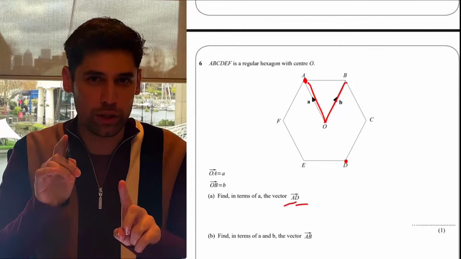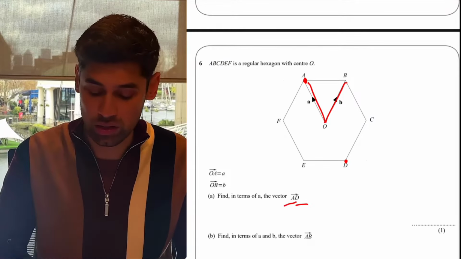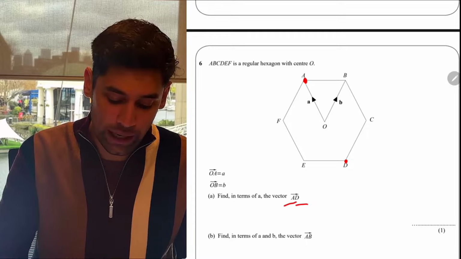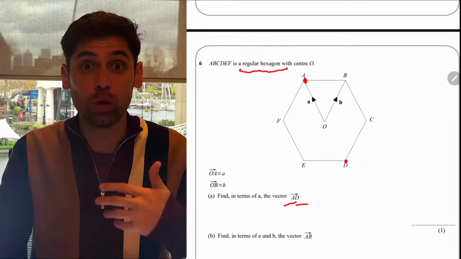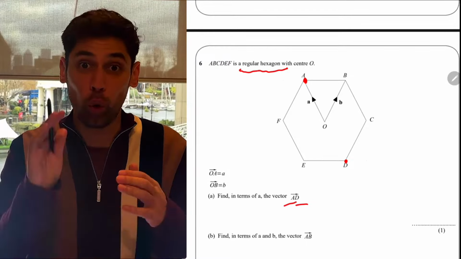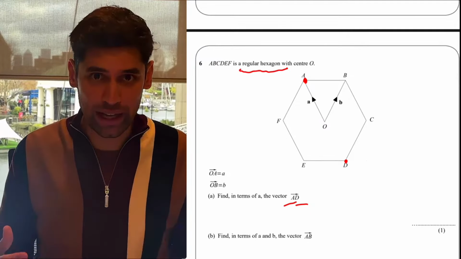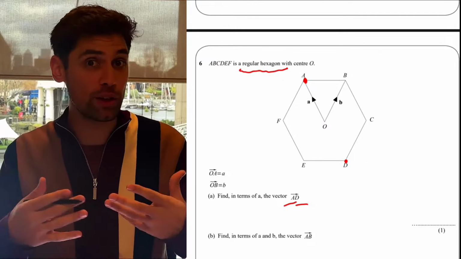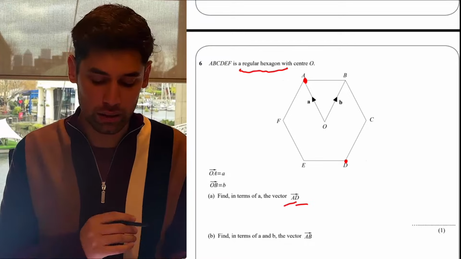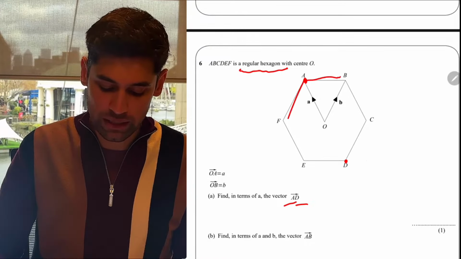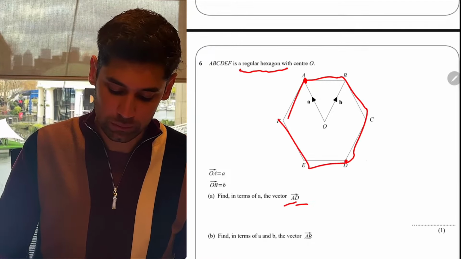And that's what's really interesting about this topic, about this particular question actually. Because it's a regular hexagon, that means all lengths are the same. That's what a regular shape is, when all of the lengths are the same. A square is a regular shape. A rectangle is not a regular shape because it has different sized lengths. So a regular hexagon means all of these lengths are exactly the same.